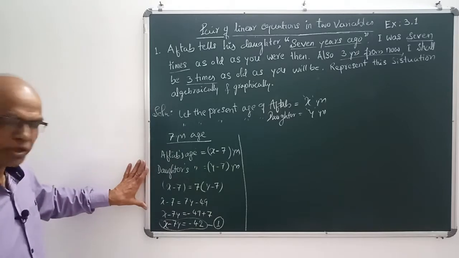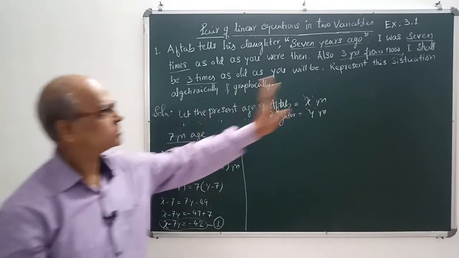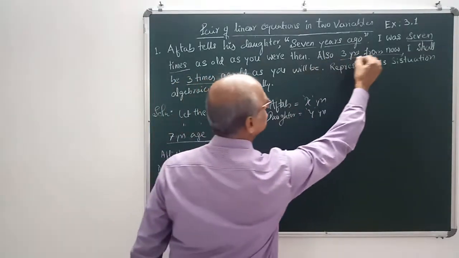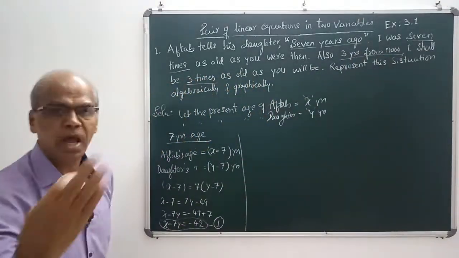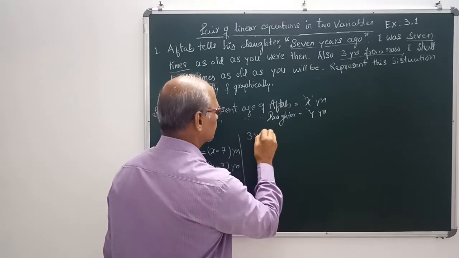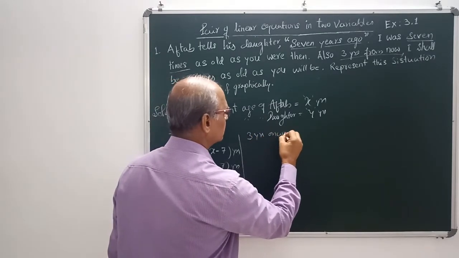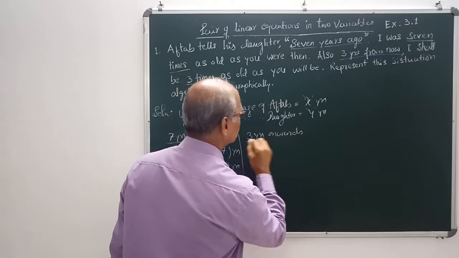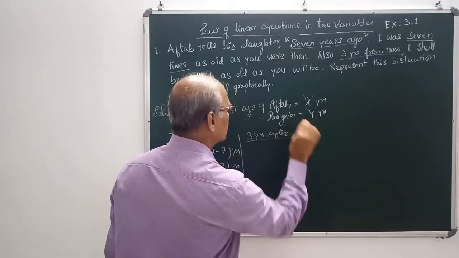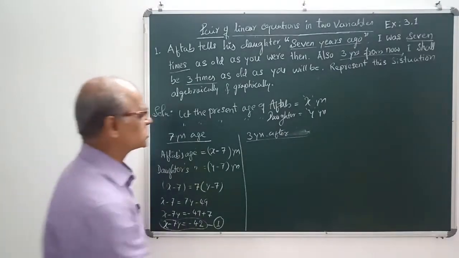Right? Hope this point is clear to you. Now I will go for the second one. What does the second situation say? Also 3 years from now. So second is 3 years after, not onwards, 3 years after. What will be their respective ages?